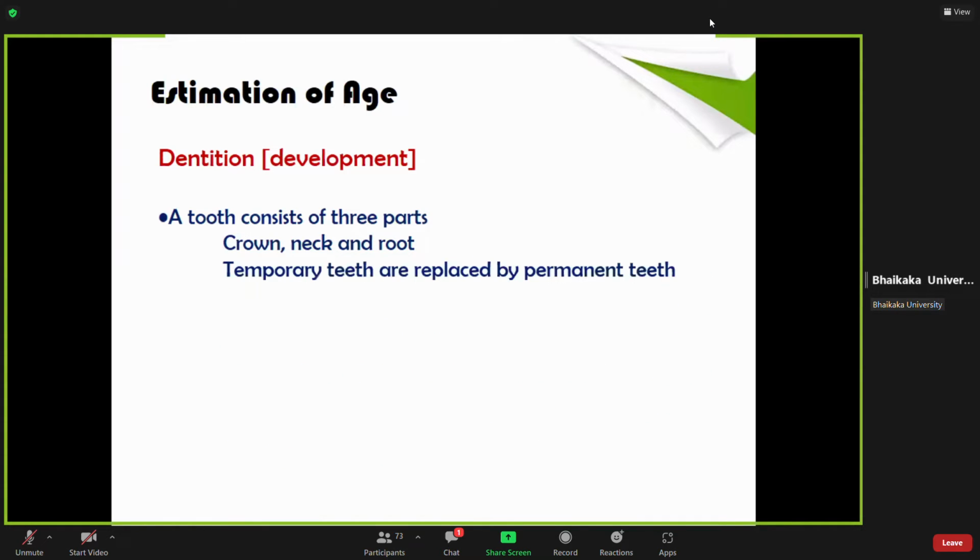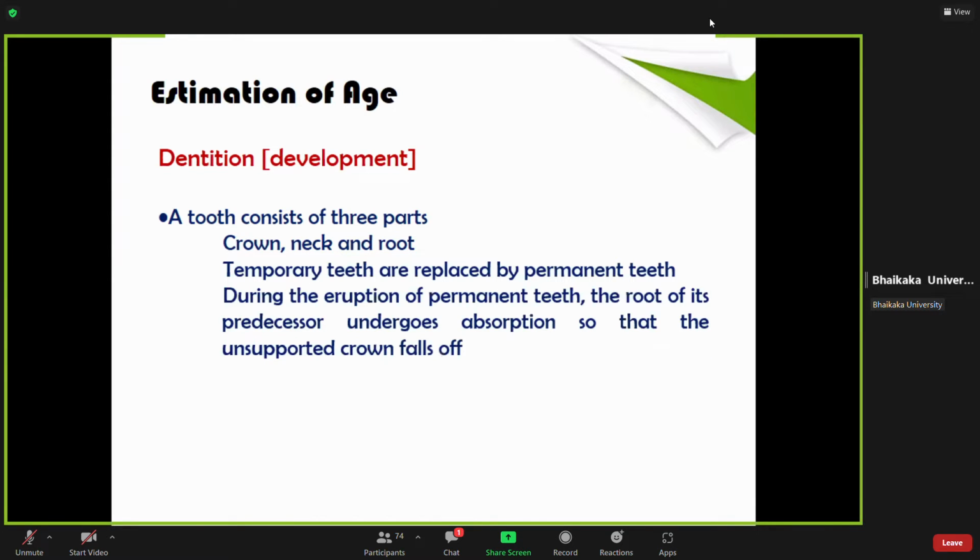Temporary teeth are replaced by the permanent teeth. During the eruption of the permanent teeth, the root of its predecessor undergoes absorption, so that the unsupported crown will fall off. The root of the temporary tooth gets absorbed, so the support of the crown goes away and it falls off, and after that the permanent teeth come in its place.